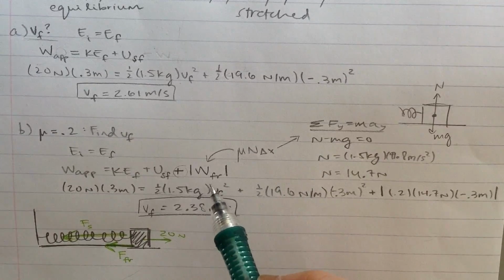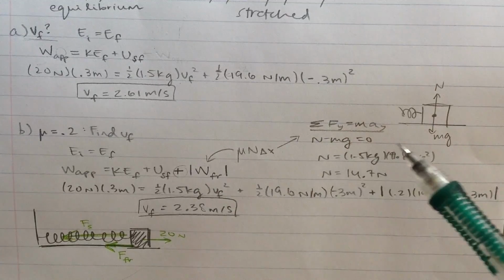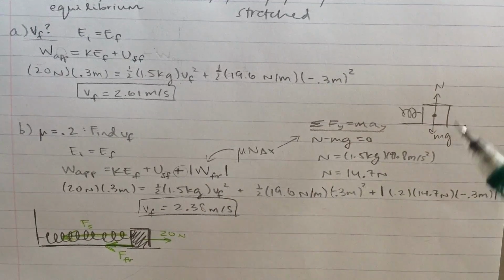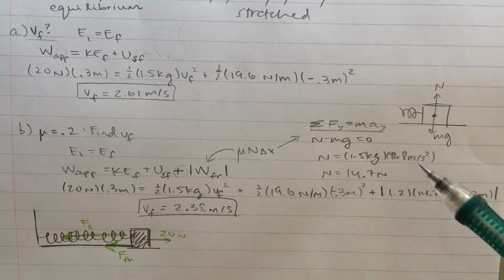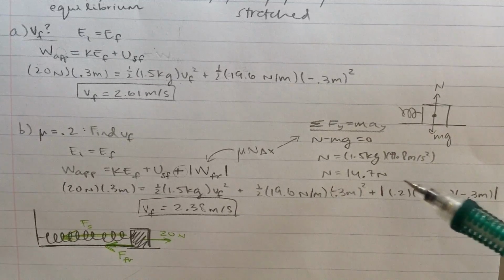And in order to find the work done by friction, we need the normal force. And we can do this by summing up the forces in the y direction. So normal force minus weight equals 0. And then we get normal force equals 14.7 newtons.